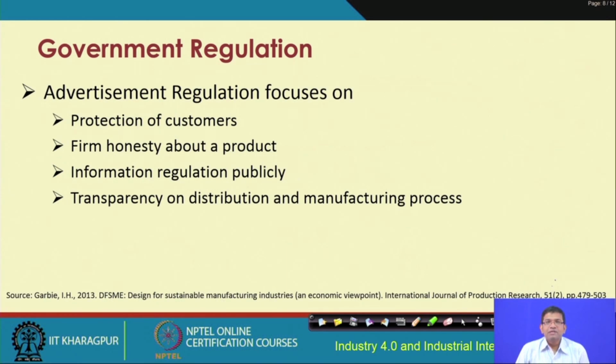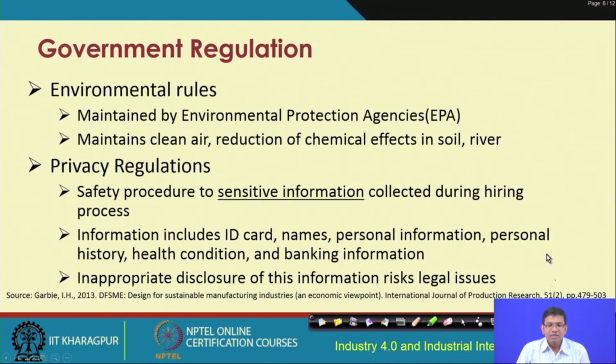In terms of advertisement, regulations protect customers, ensure firm honesty about a product, public information regulation, then transparency on distribution and manufacturing process. Environmental regulations or rules are maintained by different acts, different agencies such as the Environmental Protection Agency, maintaining clean air, reduction of chemical effects in soil, river, water of different water bodies and so on.